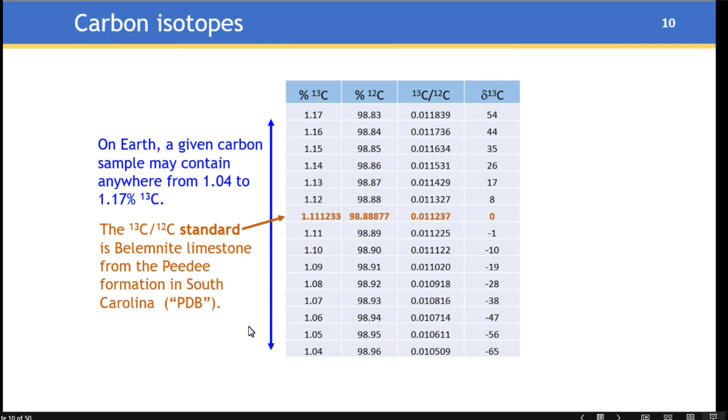The standard that's used for these is the so-called PDB, which is a limestone from the PD formation, called belemnite limestone, so PDB for PD belemnite. It has a rather high 13 to 12 ratio compared to biological samples.